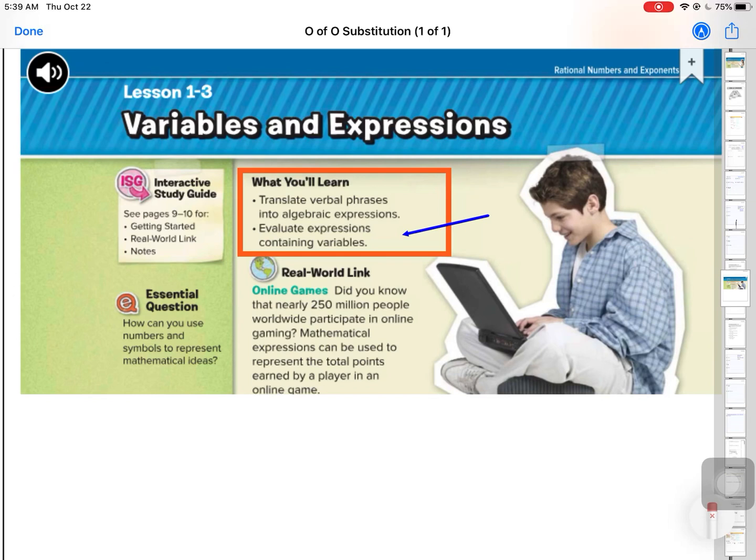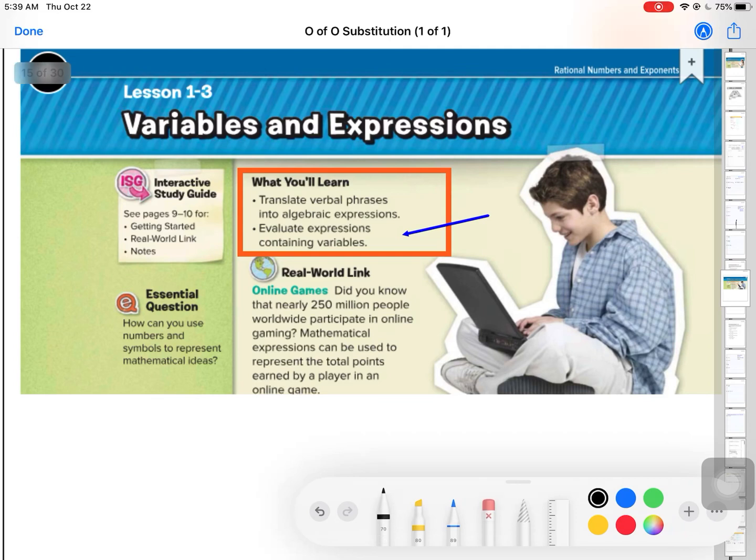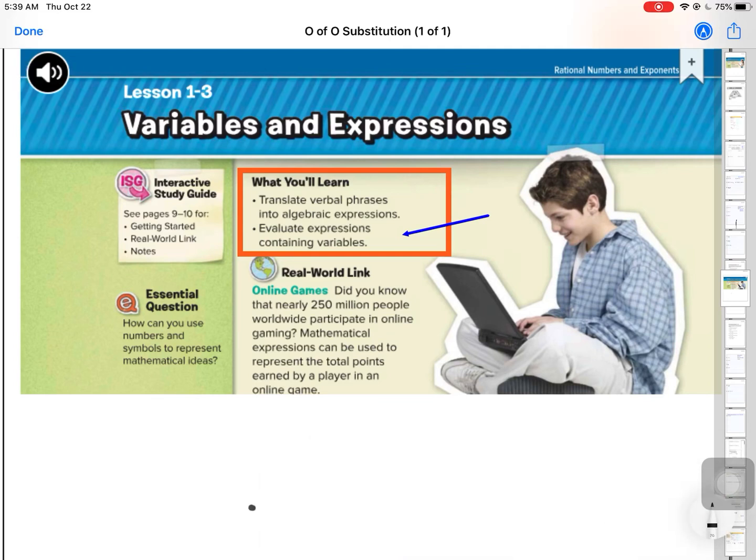Today we're going to talk about order of operations still, but we're going to be putting in some variables with those. So here we go. We are going to translate verbal phrases into algebraic expressions. That's where the variables come into play. And then we're going to evaluate those. Remember, evaluate means to solve.